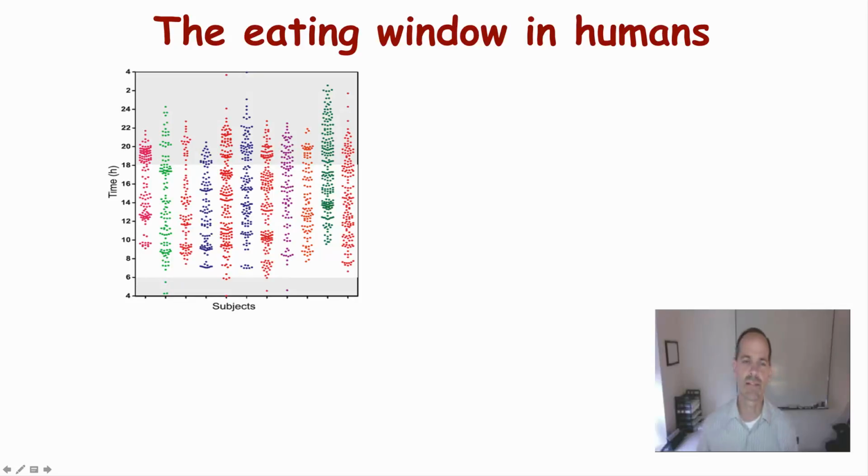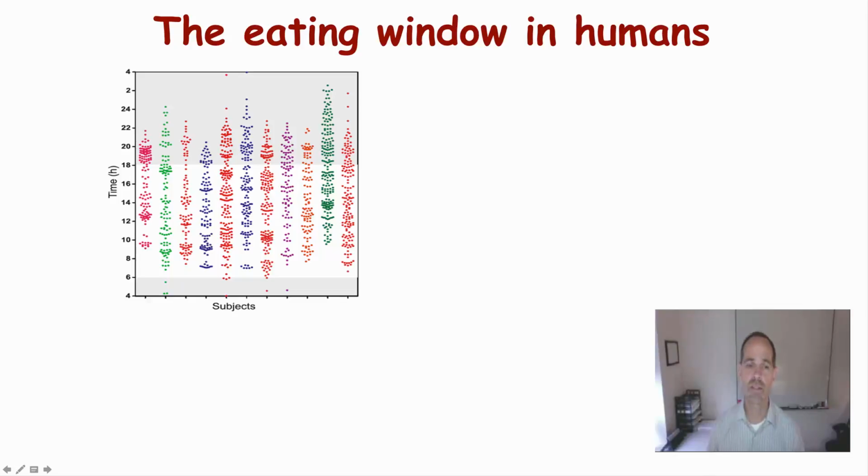And as a testament to this, look at the eating window in humans. In this graph on the left, each column is an individual person, and each dot is a time they consumed some form of calorie over the course of a week. So it's 7 days combined. And what you can see is that there aren't just 3 periods of eating for most people. We eat quite continuously throughout the day and well into the evening.